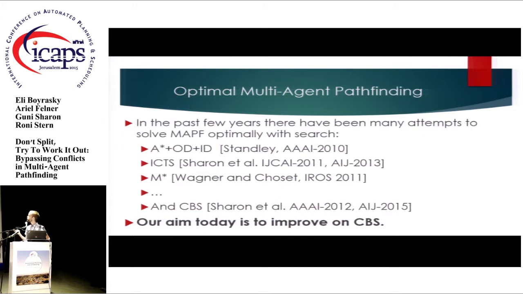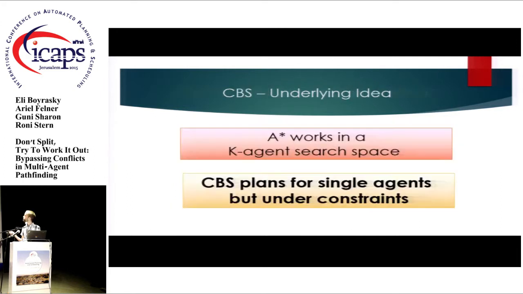In the past few years, there have been attempts to solve multi-agent pathfinding optimally with search by Standley with his A star plus OD plus ID, ICTS by Sharon, M star by Wagner and Choset, and CBS by Sharon et al. Our aim today is to improve on CBS. The underlying idea for CBS is that instead of searching in a k-agent search space, like A star would, CBS plans for single agents, but under constraints, meaning we only plan for individual agents at a time, and then resolve conflicts between the plans.